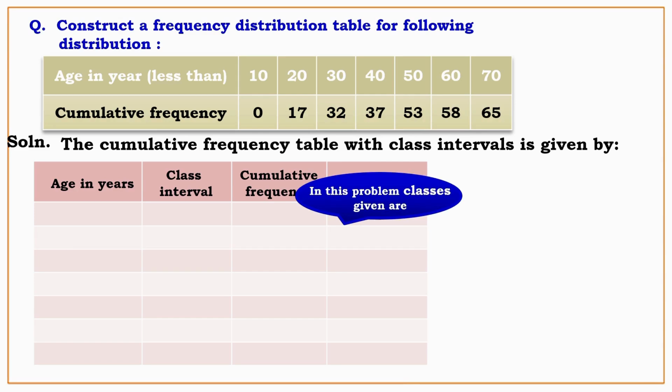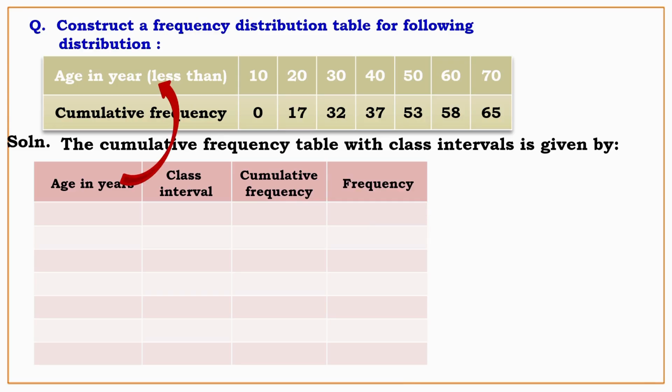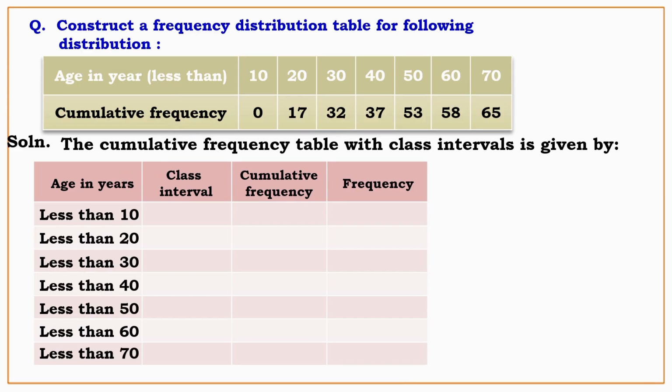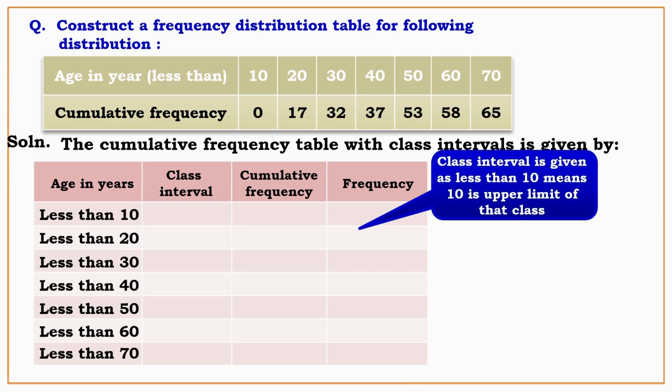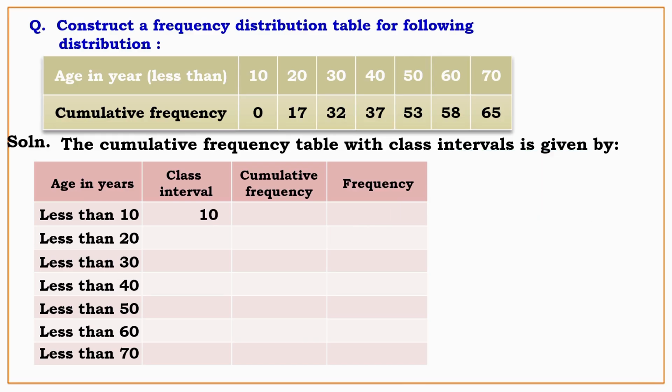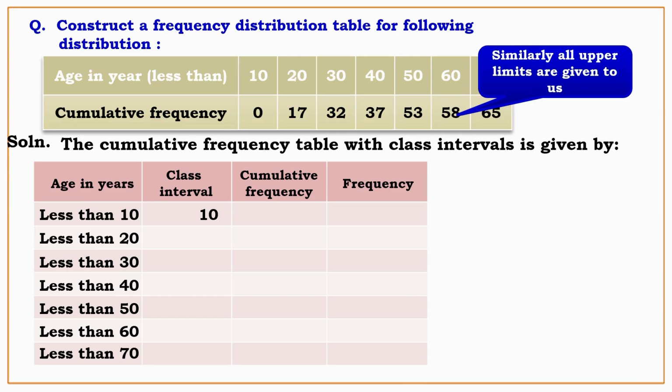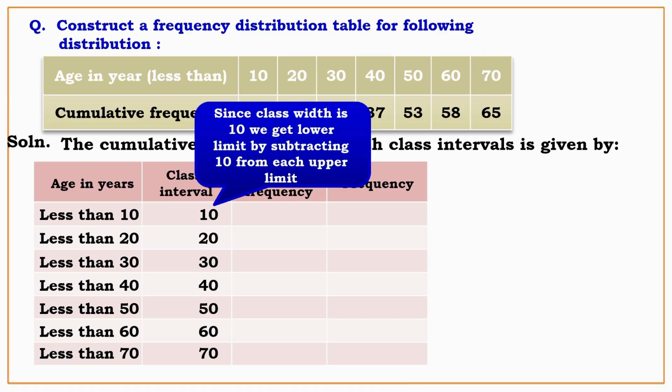So in this problem, the classes given are in the form of less than. So less than 10, less than 20, less than 30 in this way, right? So class interval given as less than 10 means 10 is the upper limit of that class, right? So we will write 10 as the upper limit. Similarly, all upper limits are given to us, so we will just fill up all the upper limits. Since the class width is 10, we get the lower limit by subtracting 10 from each upper limit.